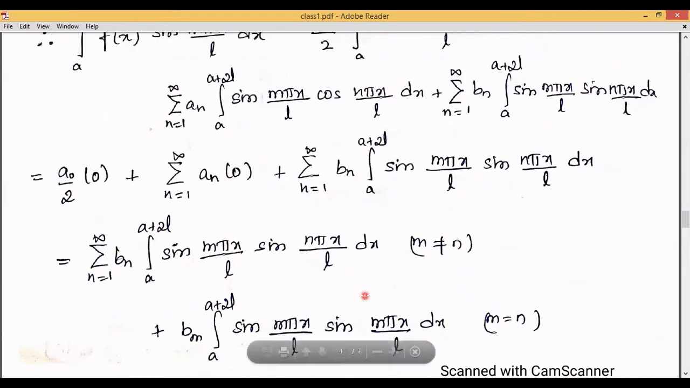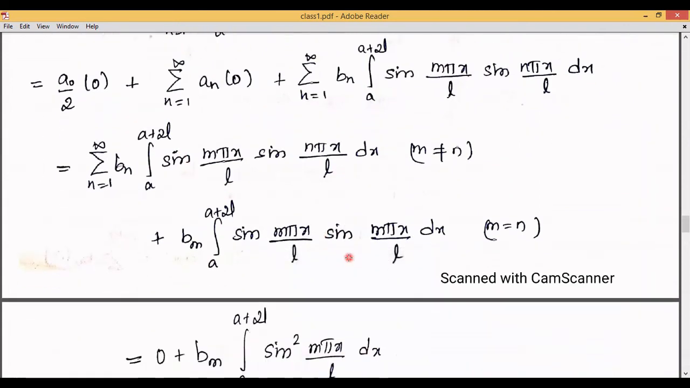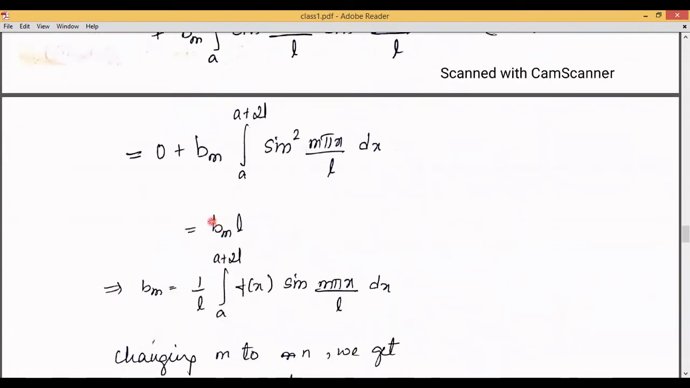Okay, and here this will vanish according to the basic result, and this becomes sine square m pi x by l, where the integral value of sine square m pi x by l is equal to l by the basic result, and b is equal to b m l. Since I'm interested in bm, I'll cross multiply this l to the other side, and I'll get 1 by l integral a to a plus 2l f of x sine m pi x by l dx.